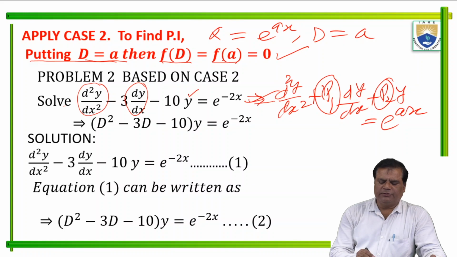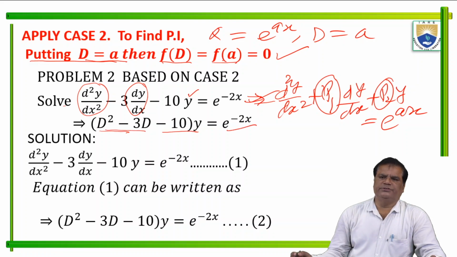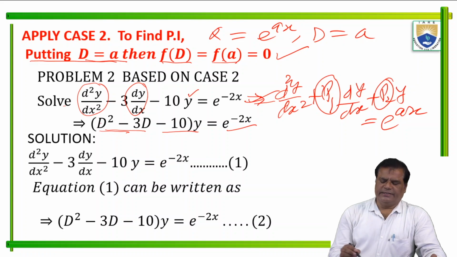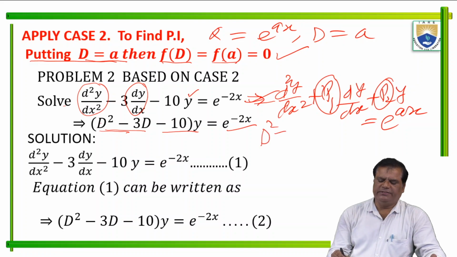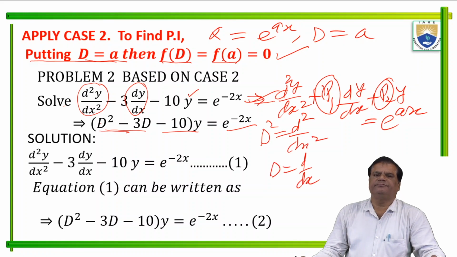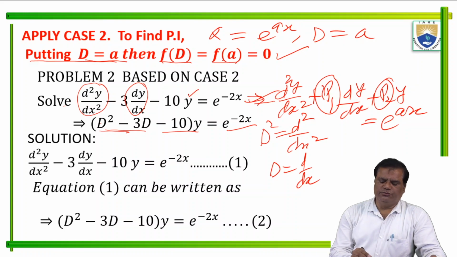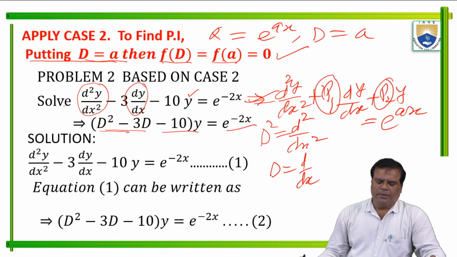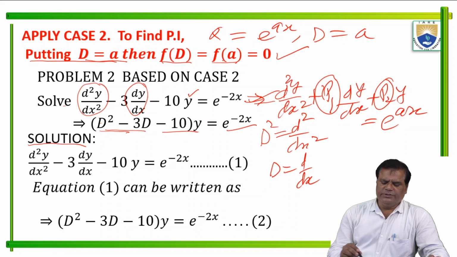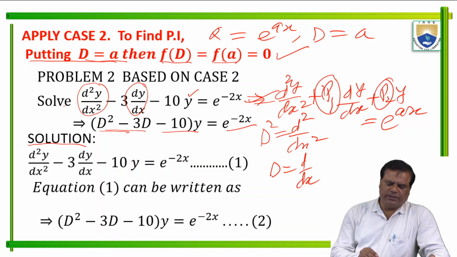This equation can also be written as D square minus 3D minus 10 y equal to this. D means dy/dx; D square means the second differential d2 over dx2, and D means the first differential d over dx. So we can write this equation in this form. Now the solution. This is the question and solution.